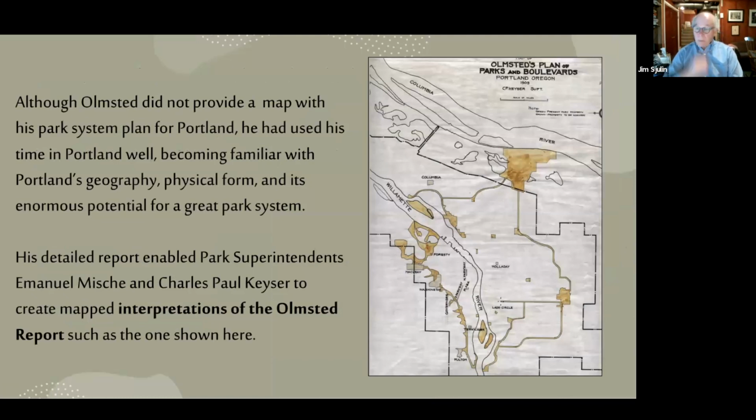So the firm actually did not provide a map view of the Olmsted plan. But what we have are interpretations that were faithfully taken from the actual document by the first two superintendents of Portland Parks, Emanuel Mish and Charles Paul Kaiser. And so when we show these kinds of Olmsted plan maps, just know that they are interpretations from a written document. Next slide.